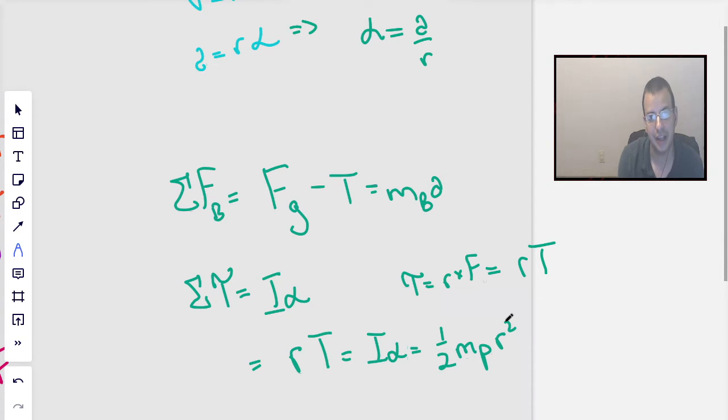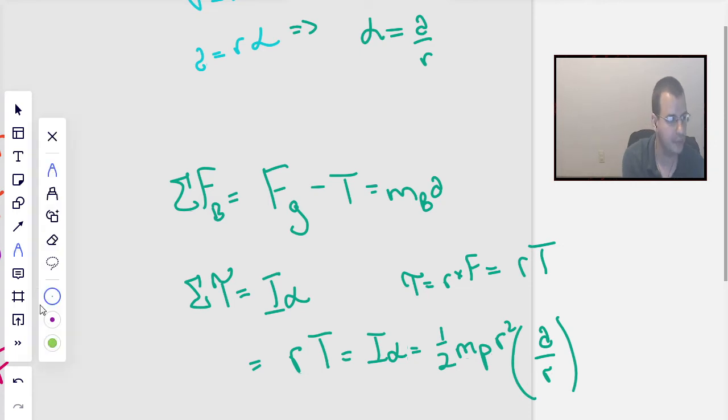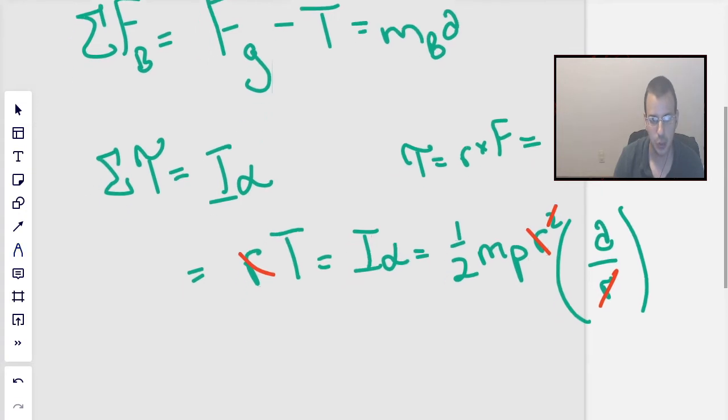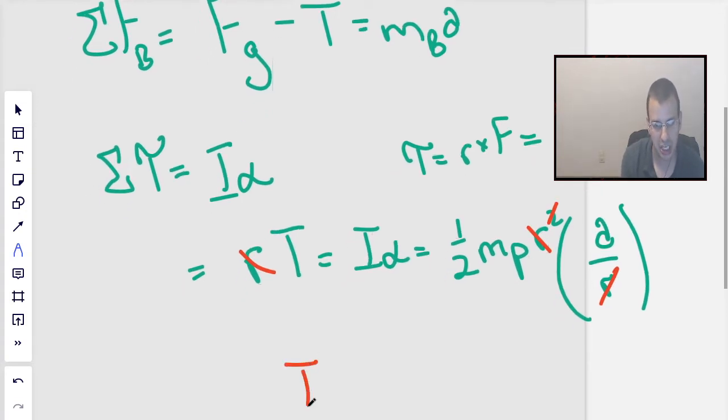So we're going to write alpha, which is a over r. All right, so we have a bit of a mess here, but that's okay because we can clean this up. This r cancels with that r, cancels with that r, and so we get tension equals 1/2 mass of the pulley times acceleration.